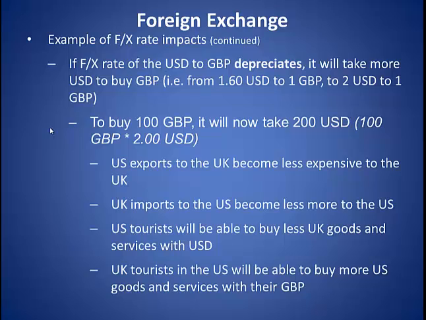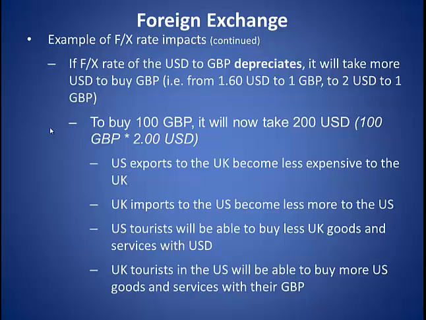We started out with that $1.60 to every pound. Now it depreciates, where instead of $1.60 to the pound, it will take 2 US dollars to buy 1 British pound. So if we look at the example, to buy 100 pounds, it will now take 200 US dollars, which is 100 pounds times 2 US dollars, where prior to that, it only took 160 US dollars to buy those same 100 pounds.